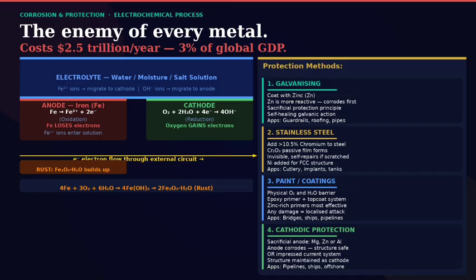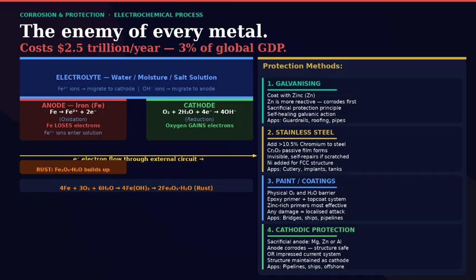4 strategies fight it. Galvanizing. Coat steel with zinc. Zinc is more reactive, so it corrodes first, sacrificing itself to protect the steel. Even if scratched, zinc continues protecting the exposed steel around it. Stainless steel. Add more than 10.5% chromium. An invisible chromium oxide layer forms and self-repairs if damaged. That is why kitchen utensils do not rust.